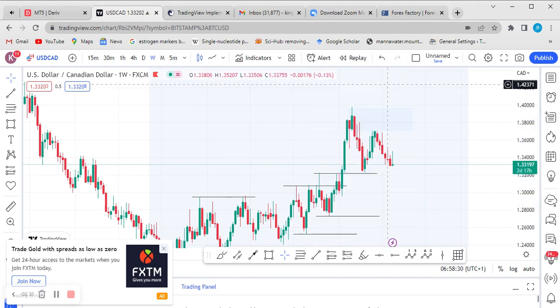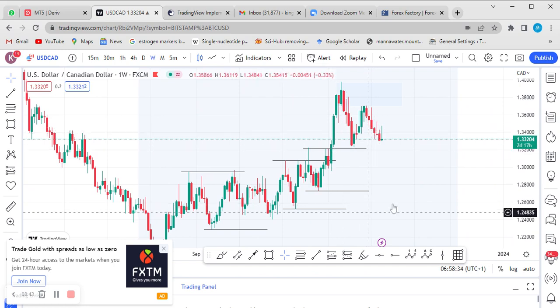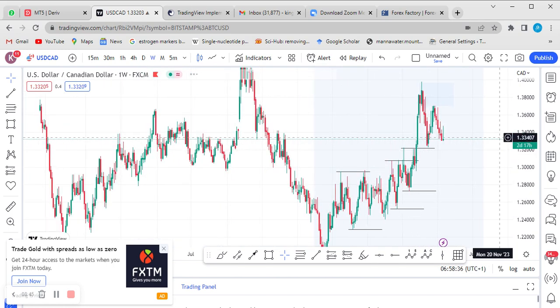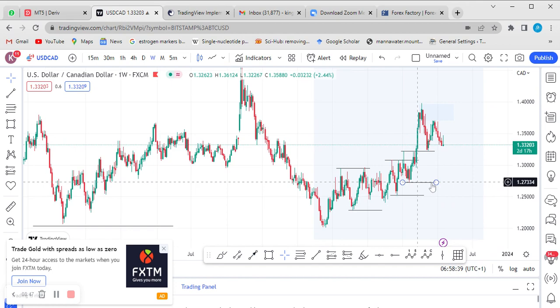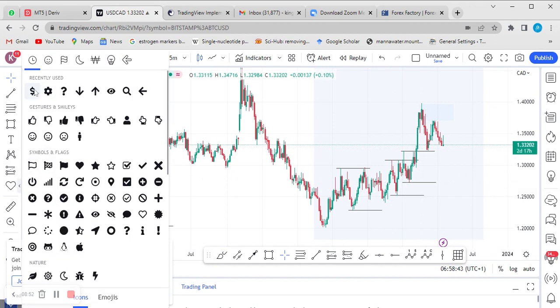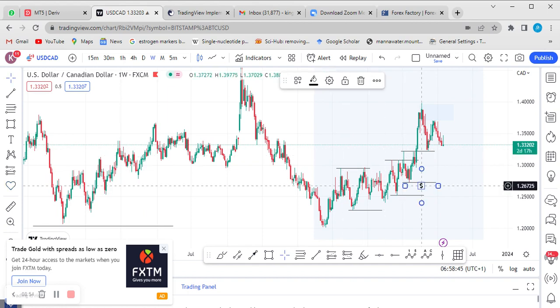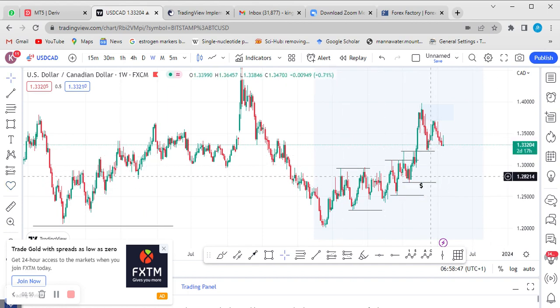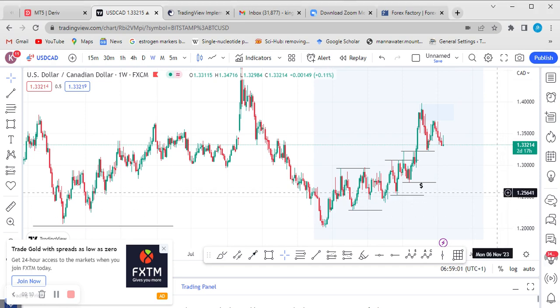But note that before this sell can be valid, price needs to break below this low here. We need price to break below this point for us to know we have a long-term sell. Price has to break this low for us to know we have a long-term sell. So it is very important.